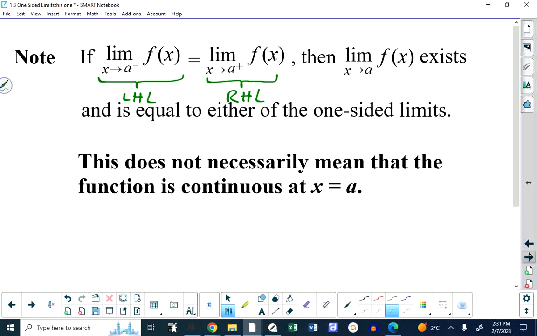How is that possible? I'm not asking for an answer here. I'm asking for everybody to think about this. How is it possible that when I approach from the left, let's say my nose is at x equals a, y will approach some number, and when I approach from the right, y will approach the same number, but it's not continuous?